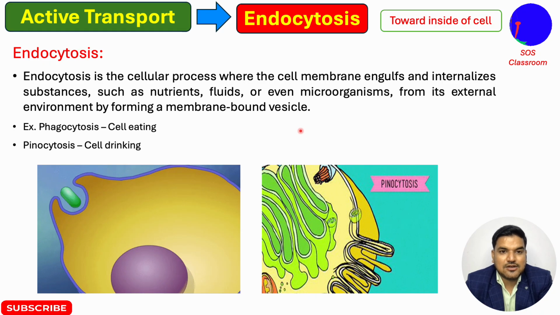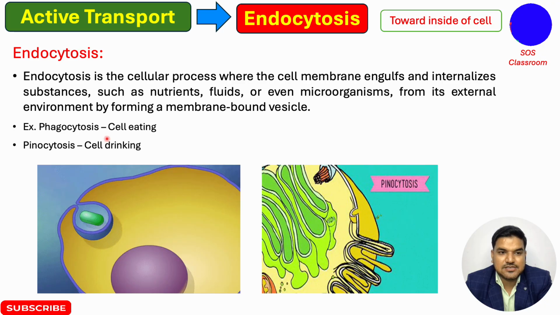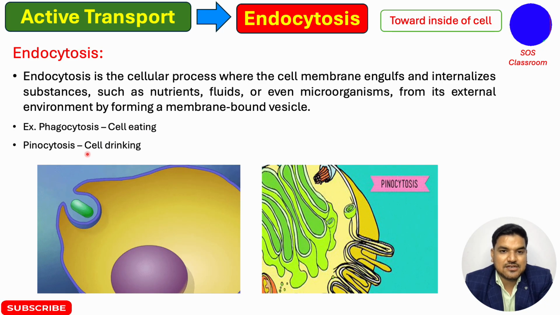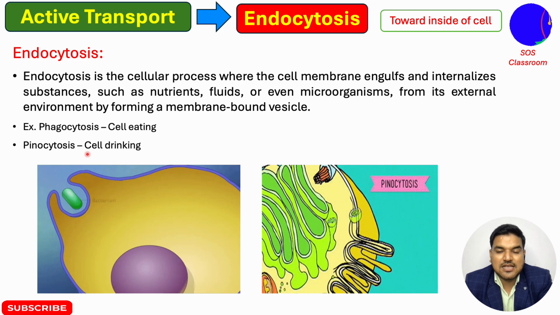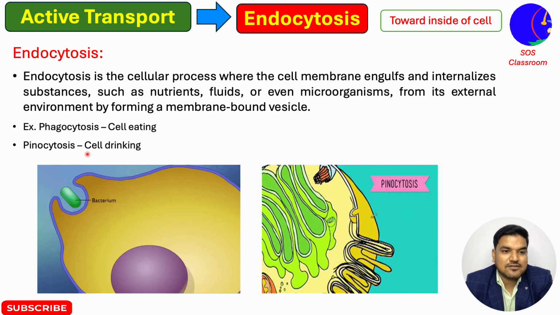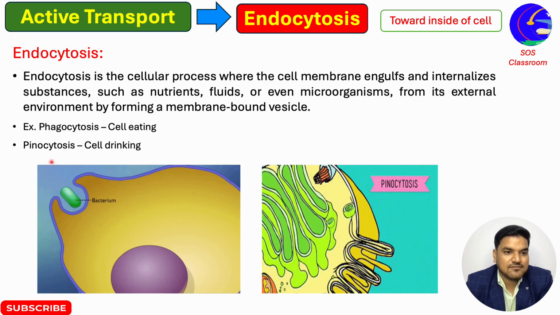And there are two processes of endocytosis. First is phagocytosis. Phagocytosis means cell eating. The cell eats different types of bacteria, and inside the cell there is a special type of enzyme, the lysosome, a hydrolytic enzyme, which neutralizes and destroys the bacteria inside the cell.